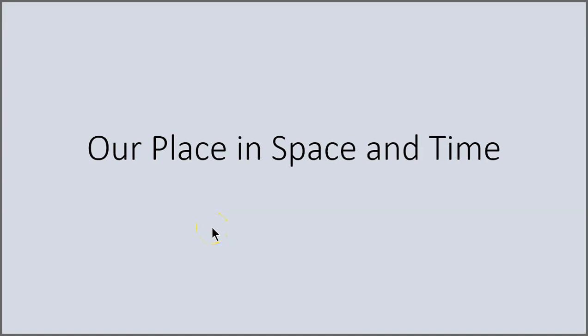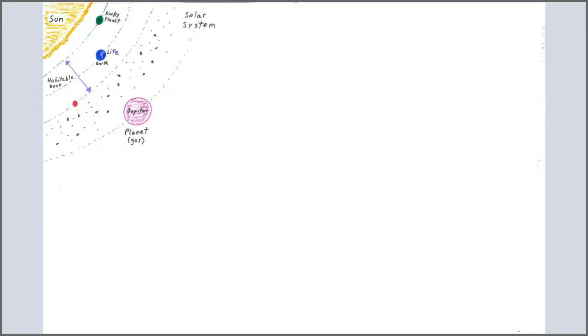In this and the following lesson, we will try to figure out our place in space and time. First, we'll tackle space, and we'll use this drawing. Here we see some elements of our solar system. We have our sun, some of the inner planets, an asteroid belt here, and Jupiter.